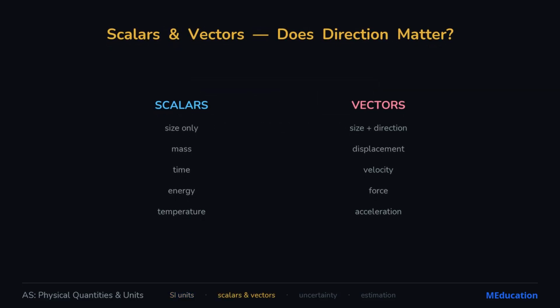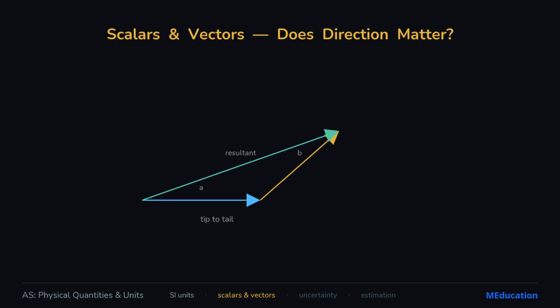Quantities split into two families. A scalar has size only: mass, time, energy, temperature. A vector has size and direction: displacement, velocity, force, acceleration. The test is simple. Ask whether direction changes the answer. 5 kilograms is 5 kilograms whichever way you turn, but a force of 5 newtons left is the opposite of 5 newtons right. Vectors add tip to tail, not like ordinary numbers.